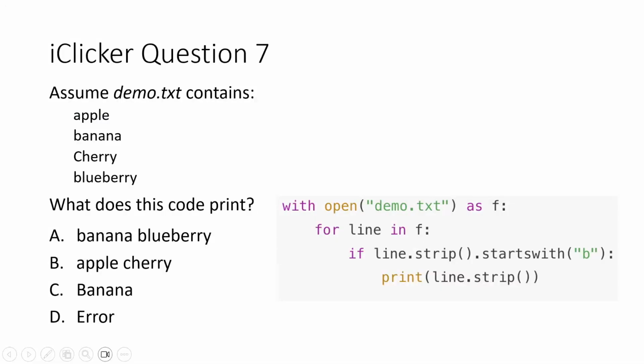So this is, I think, maybe the last question. Assuming our demo text file contains this text. So we have a text file with this text. We want to see what this code prints. So I think 30 seconds for this question is enough. It's very simple.